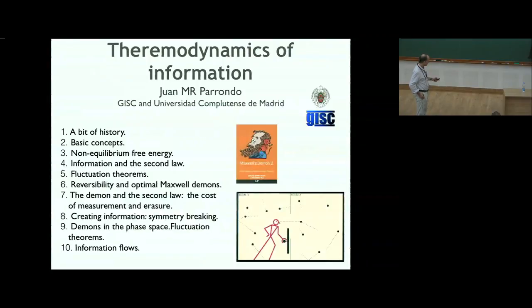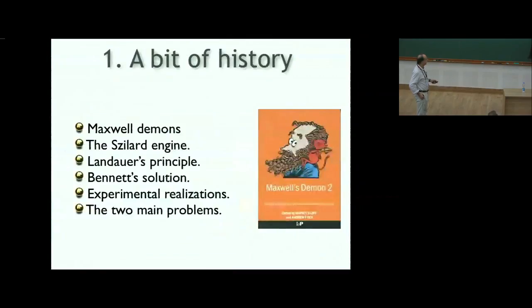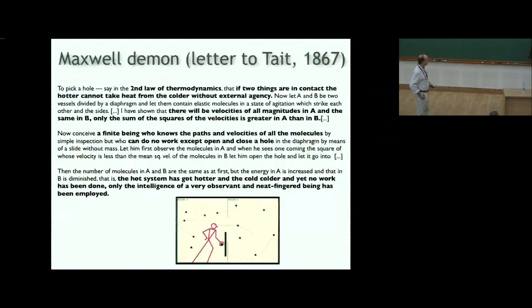Okay, so let's start with the history, and this is the outline of this section. We start with the Maxwell demon. I guess everybody knows this idea that if you have information about the system, then you can do better in terms of extracting energy from thermal baths and things like that, or even defeating the second law.